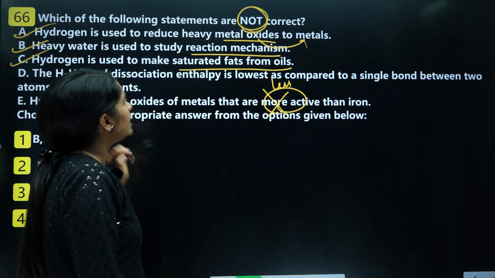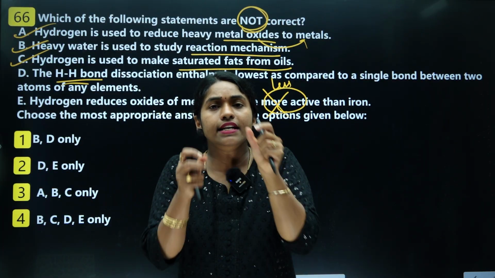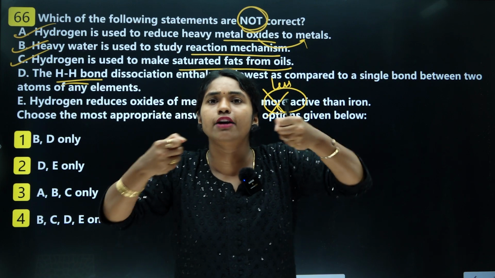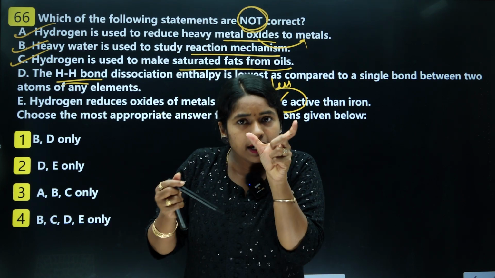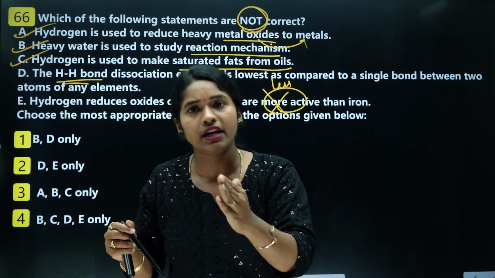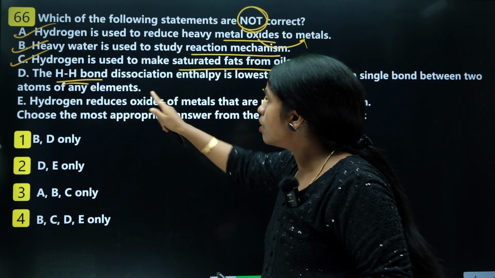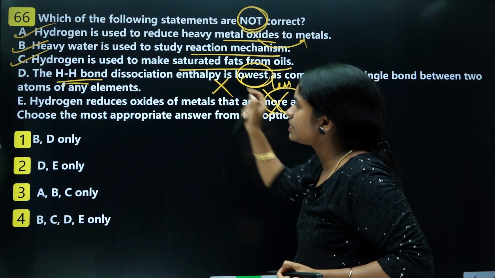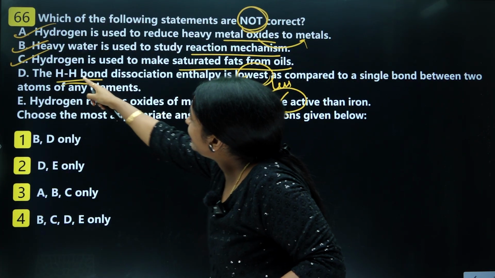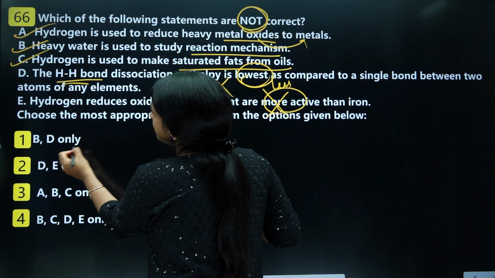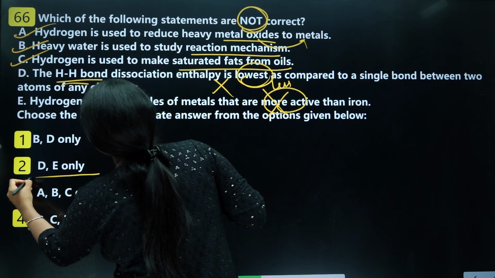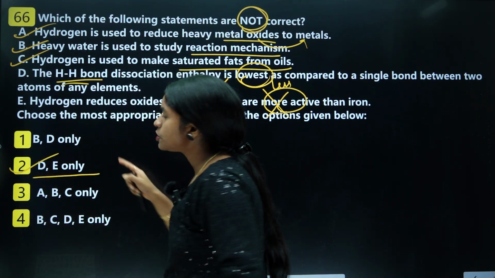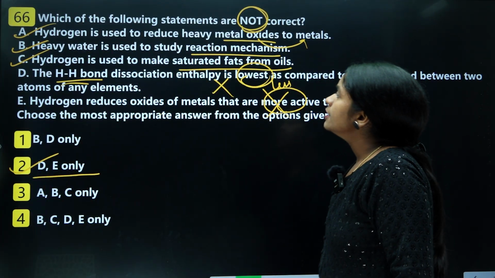And the H-H bond dissociation enthalpy is the highest, because hydrogen is a small sized atom. Two hydrogen atoms combine together and form the H-H bond. It is a strong bond, difficult to break when compared to others. So this is the incorrect statement. B and D and E are the incorrect statements which they were asking. So option 2 is the correct answer. Check the next one.